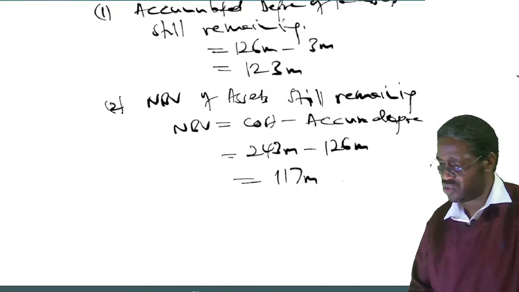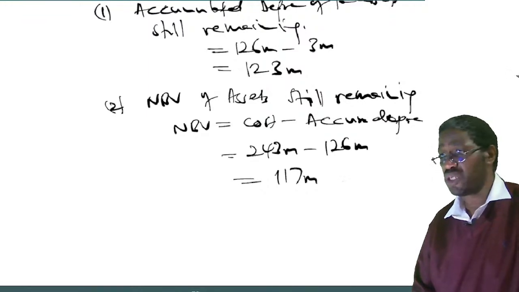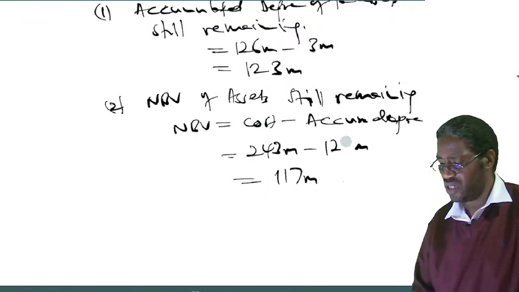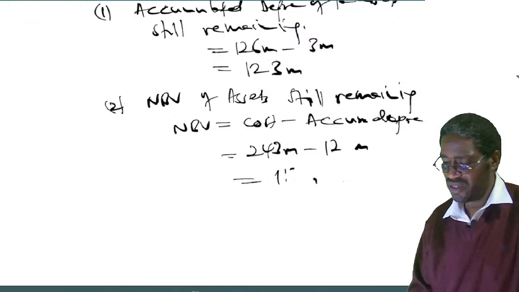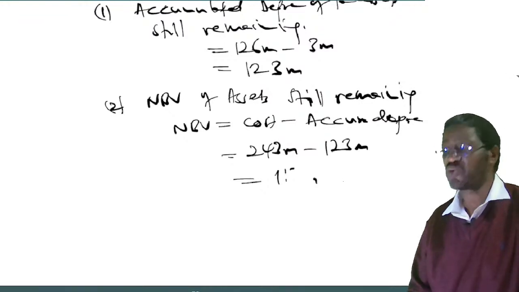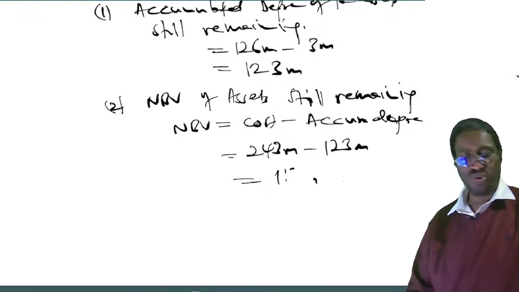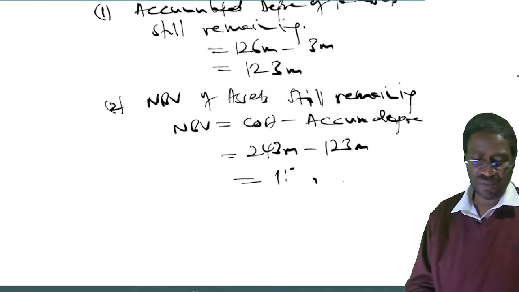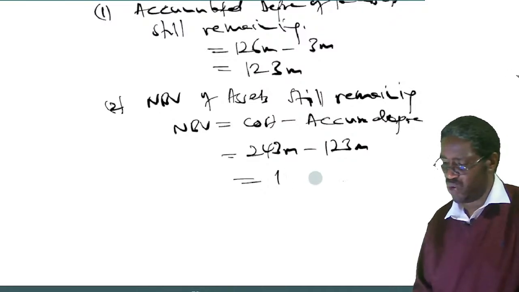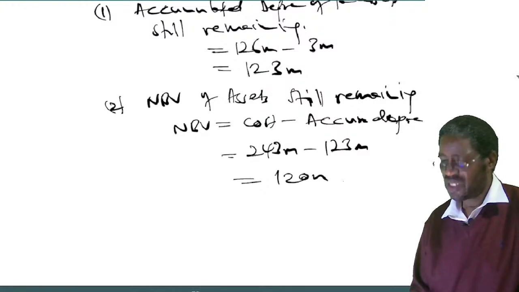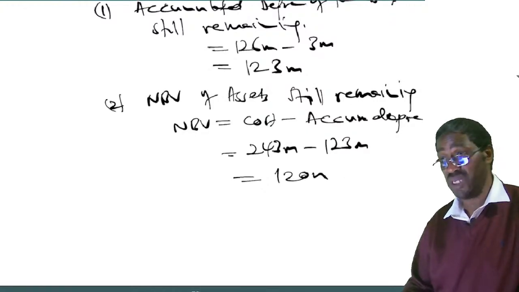Not 126, sorry. I am confusing you. It is 123, not 126, sorry. I just picked 126, but I had not seen 123. Put it as 123, not 126. So that gives me an amount of 120. That is the book value of the ones remaining.